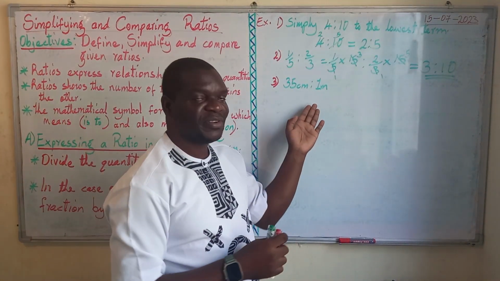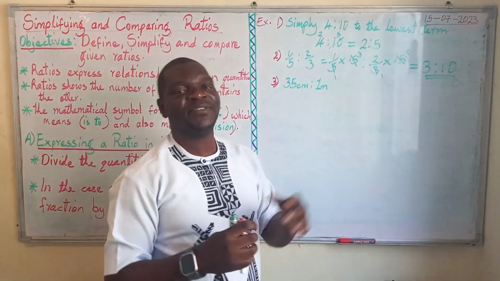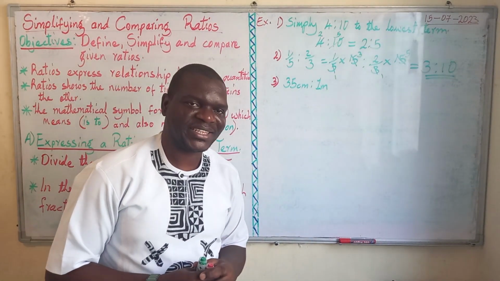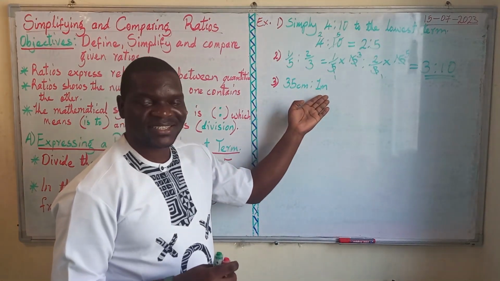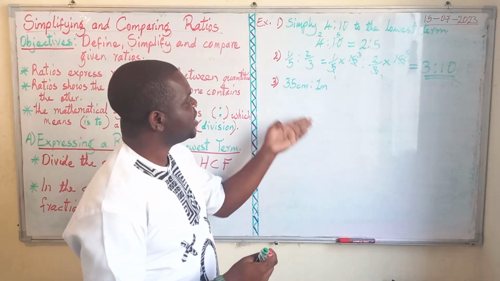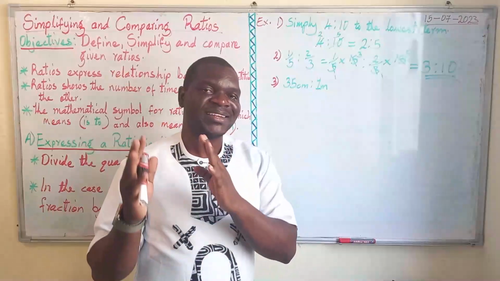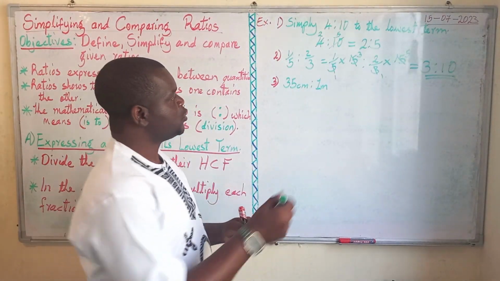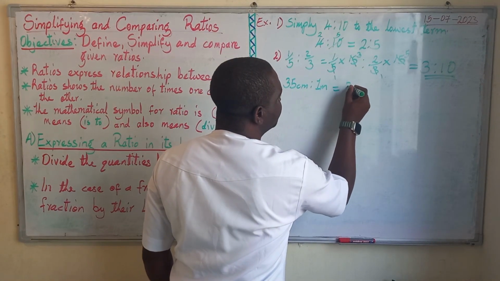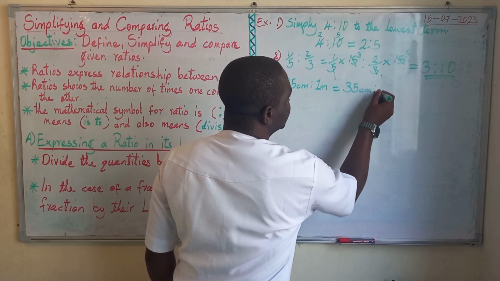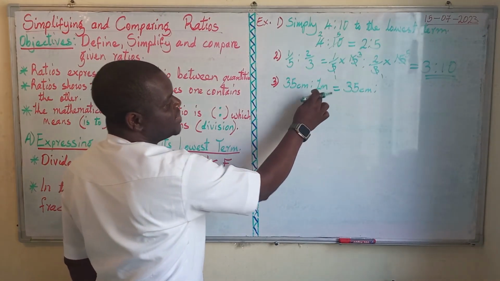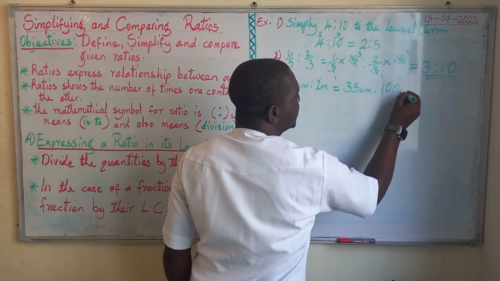When you look at this carefully, you realize that the units are different. All may be measuring length, but they are different because this is in centimeters and this is in meters. So what we do is we convert all to one single unit, then we simplify where necessary. So in this case, we are going to have 35 centimeters is to, we convert 1 meter to centimeters, and this will give us 100 centimeters.